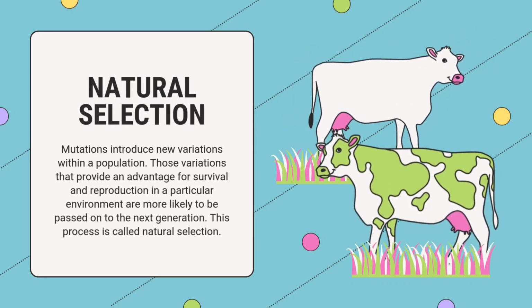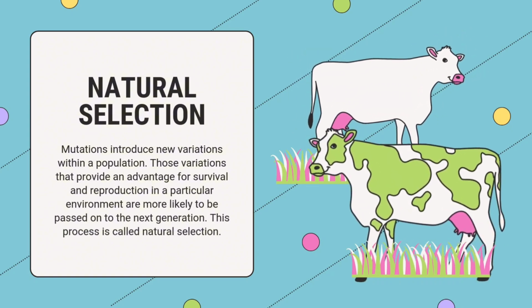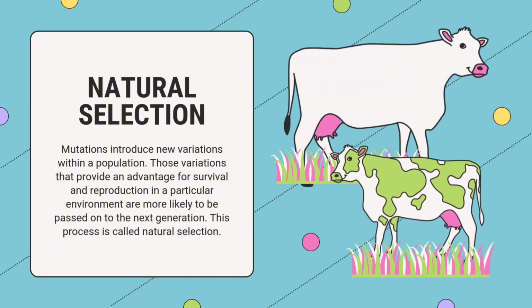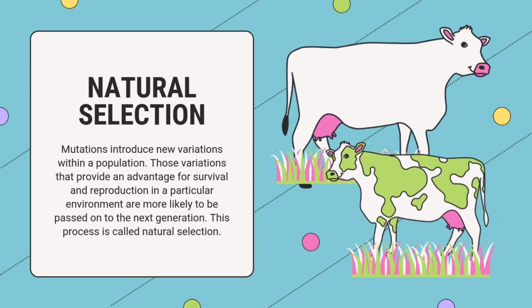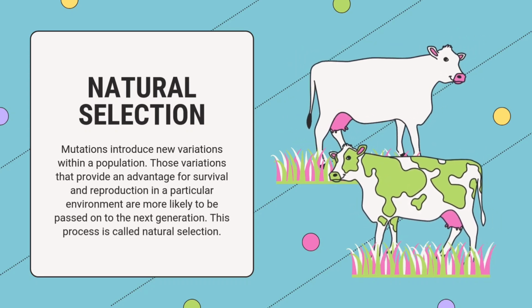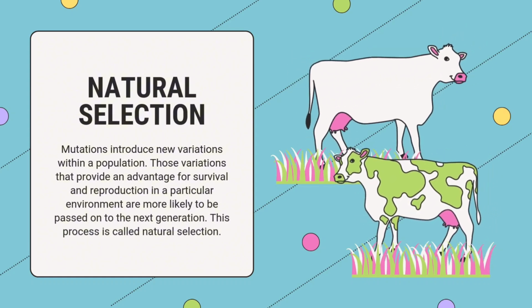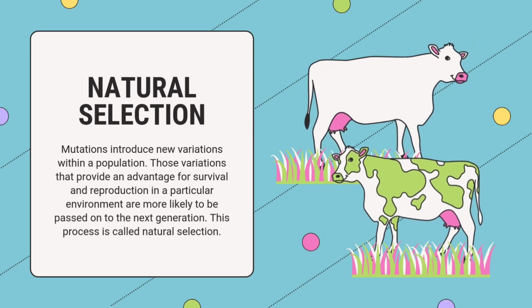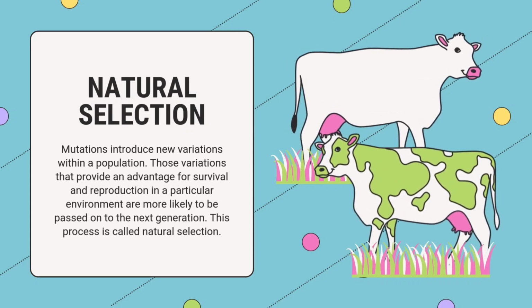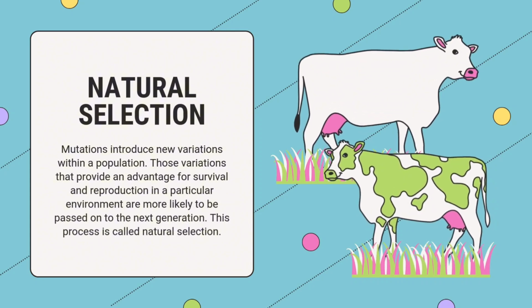Mutations are random changes in DNA sequence. They can be beneficial, harmful, or neutral. A beneficial mutation increases an organism's chances of survival and reproduction in a particular environment, while a harmful mutation decreases an organism's chances of survival and reproduction.